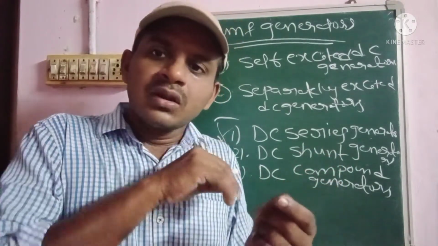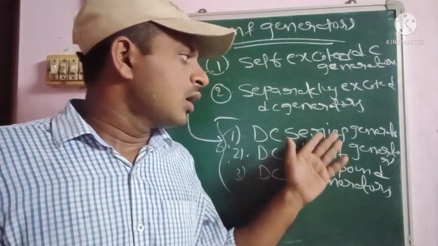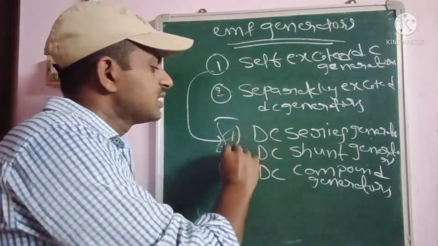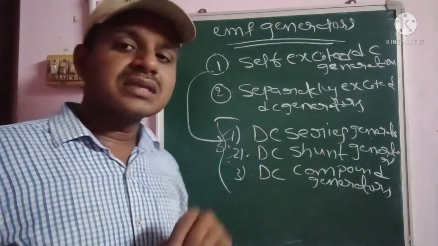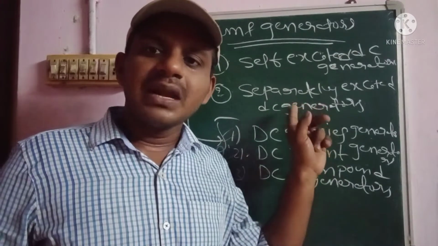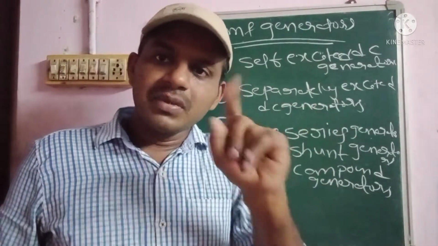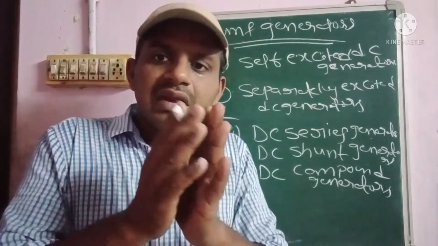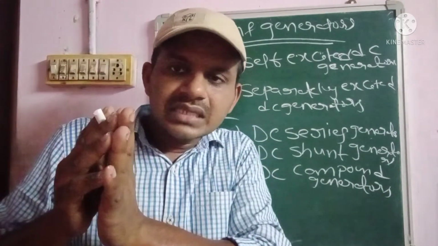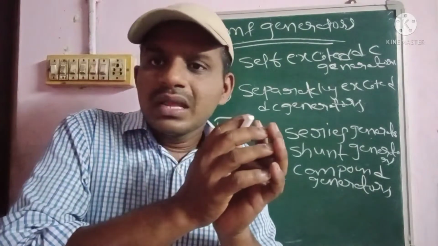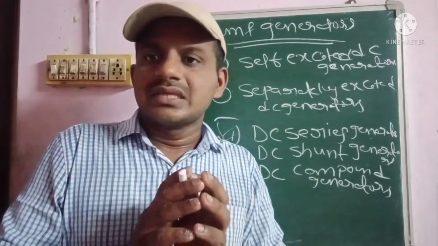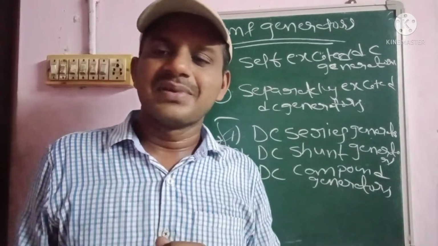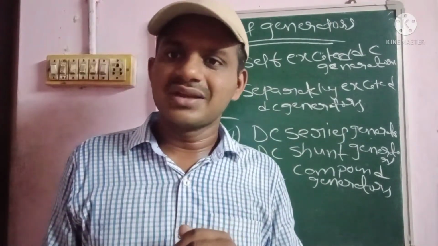Only then can we feed the supply to all those different types of self-excited DC generators. But in the case of the separately excited DC generator, only one machine is there according to the construction. The field winding is given a separate excitation, and the armature winding is also given a separate excitation. That's why we call it a separately excited DC generator. I think you understood what I am saying.